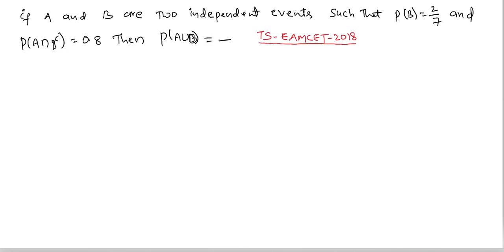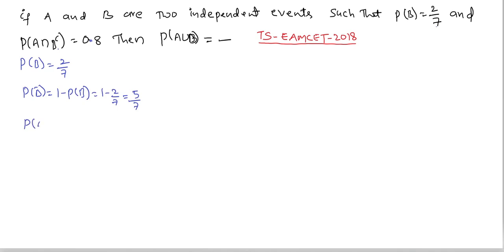If capital A and capital B are two independent events such that P of B is equal to 2 by 7 and P of A intersection B complement is equal to 0.8, then P of A union B is equal to dash. Here is given P of B, P of B is equal to 2 by 7. From this, P of B bar is equal to 1 minus P of B, 1 minus 2 by 7, that is equal to 5 by 7.